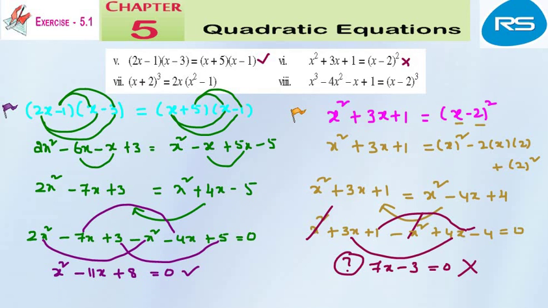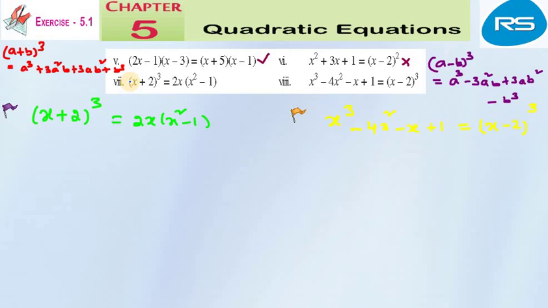Now we will go to the next questions. So we are solving the seventh sum. The seventh sum is like this: x plus 2 whole cube is equal to 2x into x square minus 1.